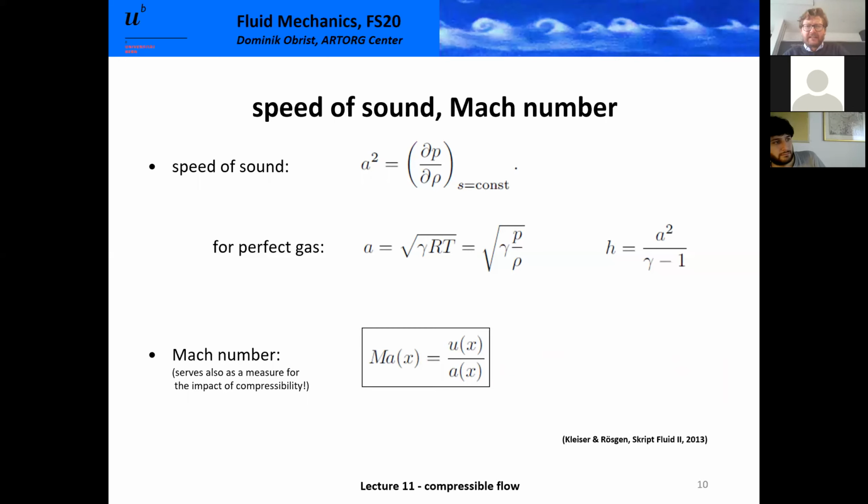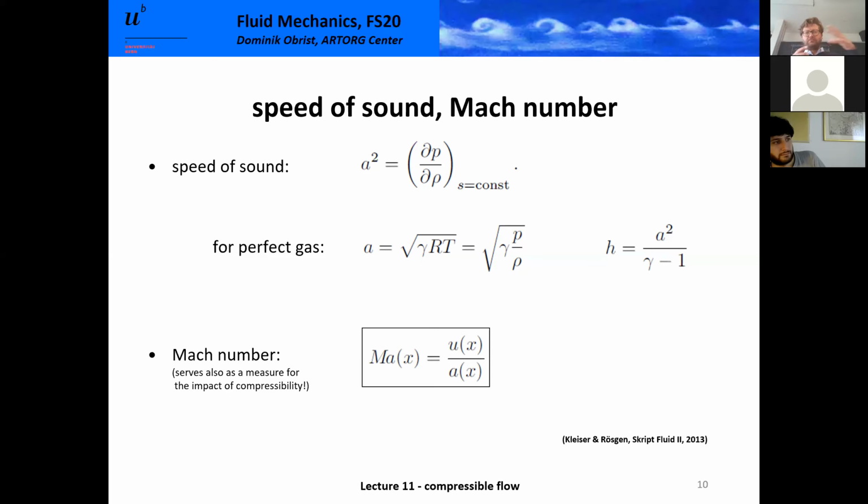Compressibility is inherently tied to the propagation of sound waves. Only if you assume that a medium, a gas, is compressible, you can get waves propagating. In incompressible flows, what we have done so far, there's no way you can get acoustic waves. Acoustic waves, the wave phenomenon, absolutely requires compressibility.